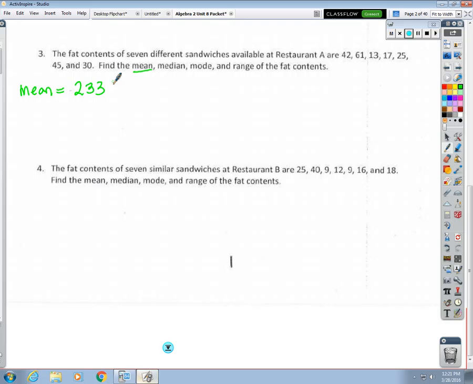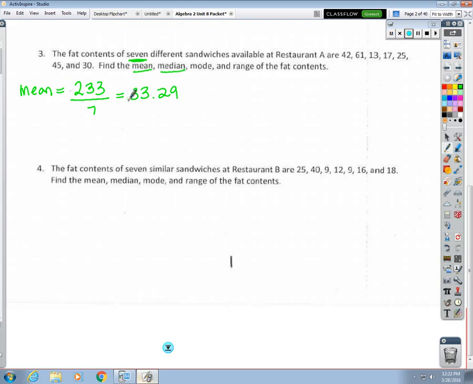Okay, then that's not the mean though. That's just the sum. What do we do? Divide by 7. So what's the mean? 33 point. So the average sandwich at this restaurant has about 33.29 grams of fat.